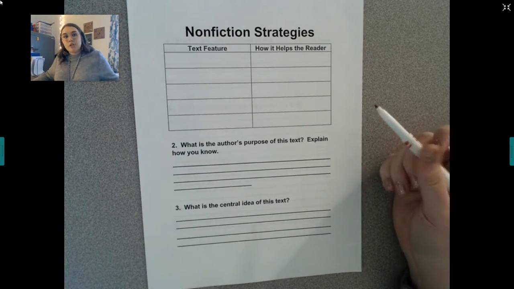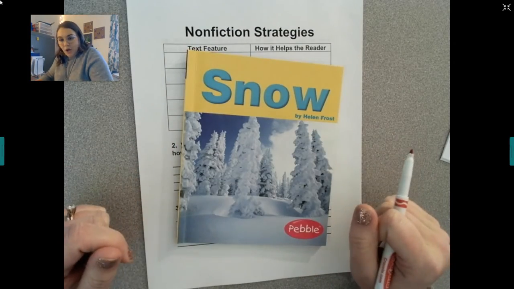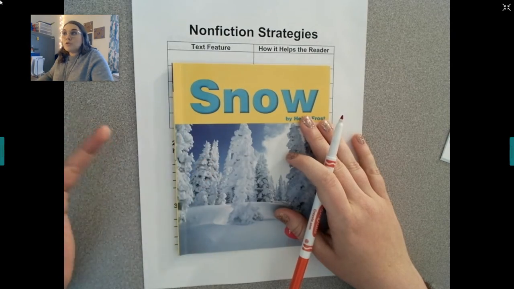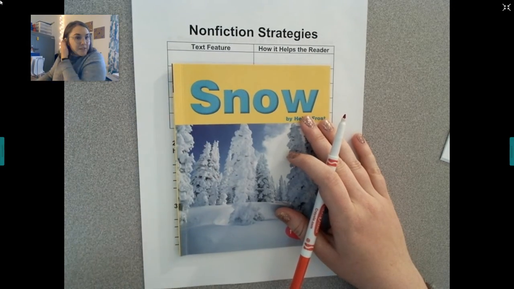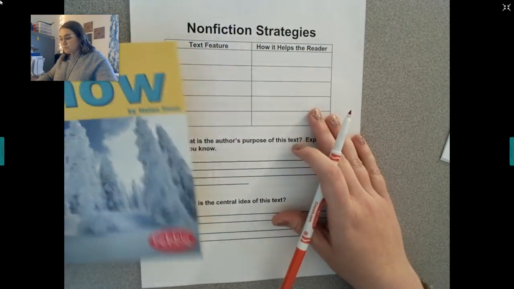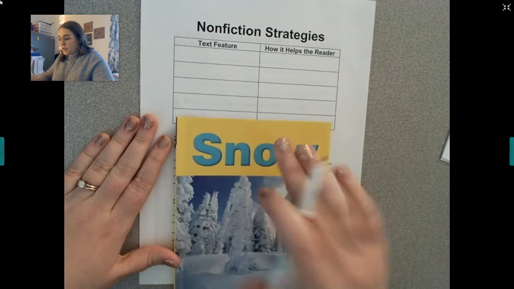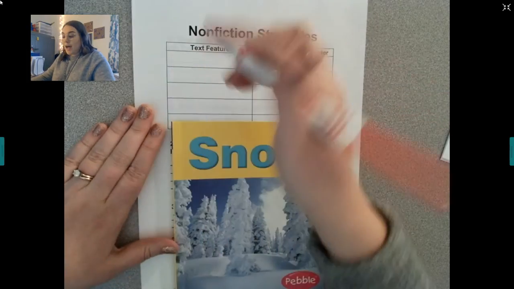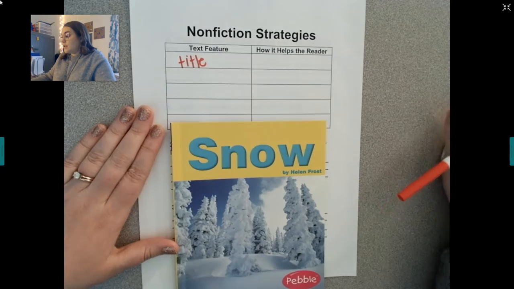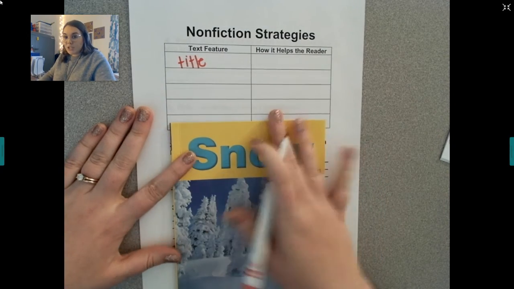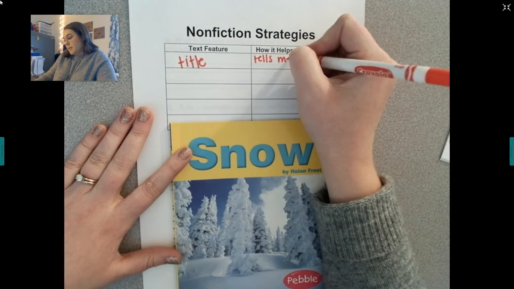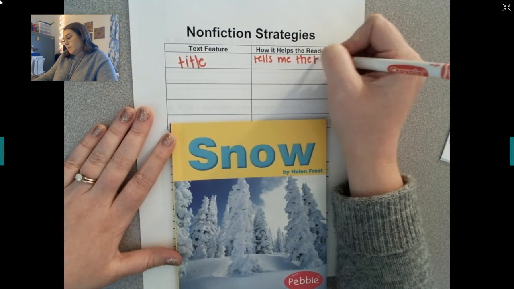But I am going to do it over a book I already have, and it's called Snow. Y'all have seen this book. I've done a clouds one. I've done one on lightning. These are some of my favorite books to do with nonfiction because they're nice and short. So first things first, I've got to go through and find some text features. Well, I know that Miss Simpson said I can do title because even though that's not on our anchor chart, that is a text feature because it tells me the topic of the book.